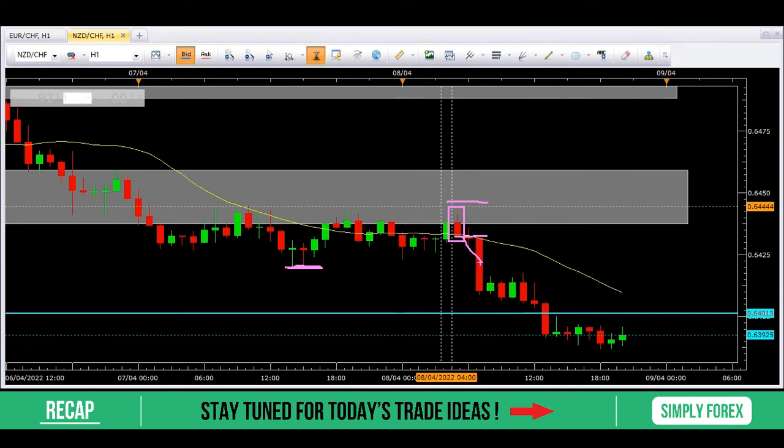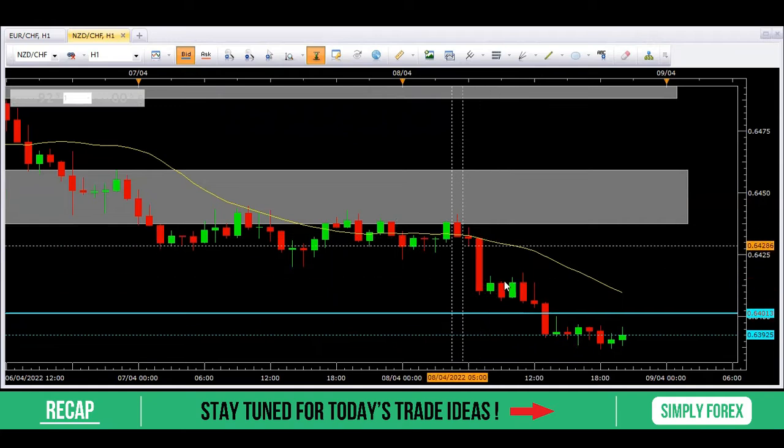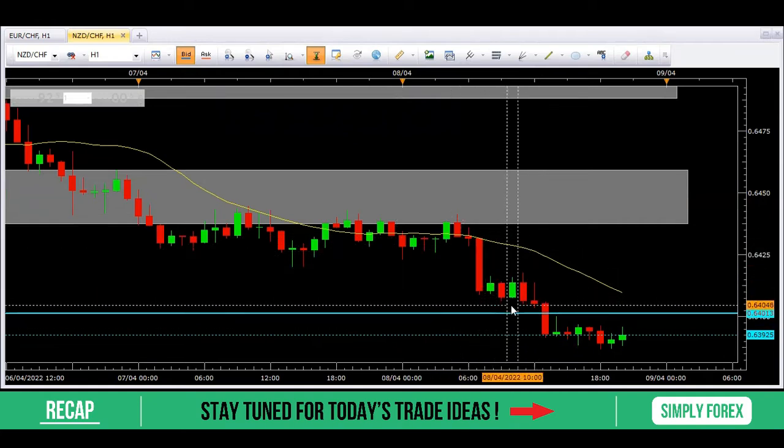I closed 80% of the trade, and then I left 20% to run down to our blue higher time frame target, and it didn't take long for it to hit that target either. All right, so a really good trade on the New Zealand dollar Swiss franc short. I hope you followed my advice and took this trade. Okay, so that's the recap done, guys.